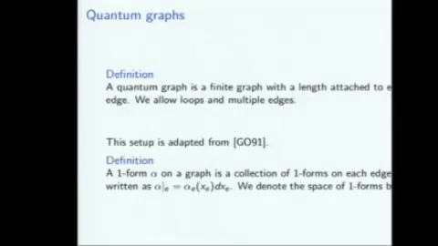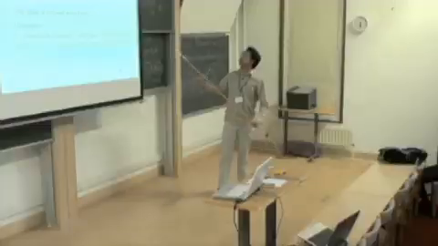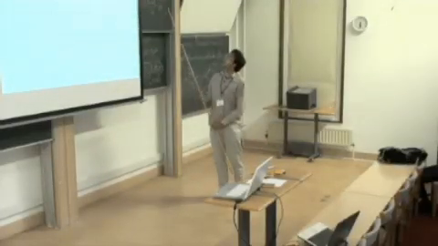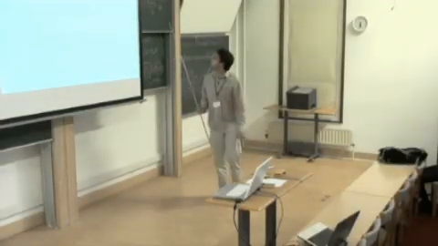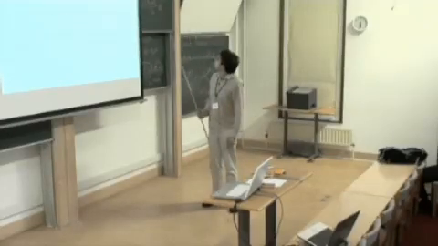my operators. So first we'll start with a one form on each edge. We can define a one form on a quantum graph just as being a one form on each of the edges.